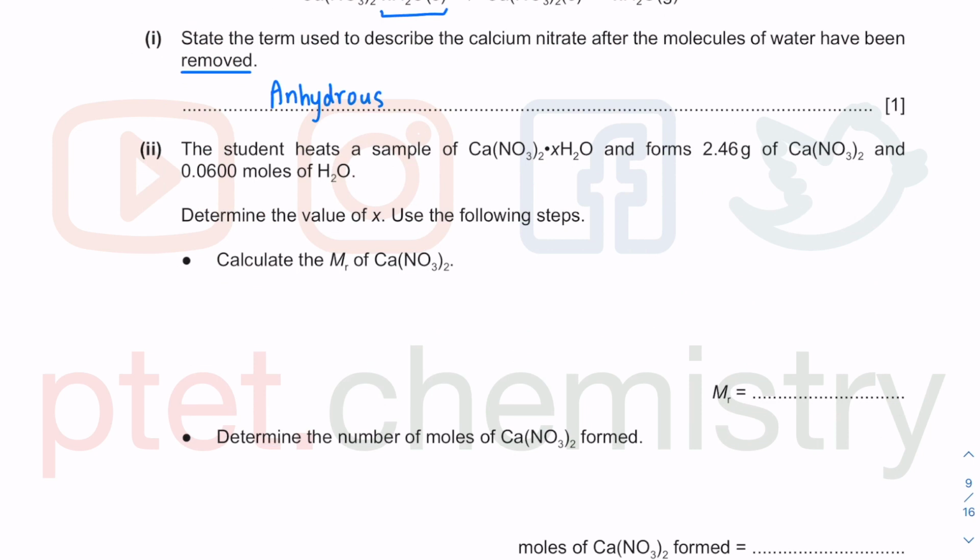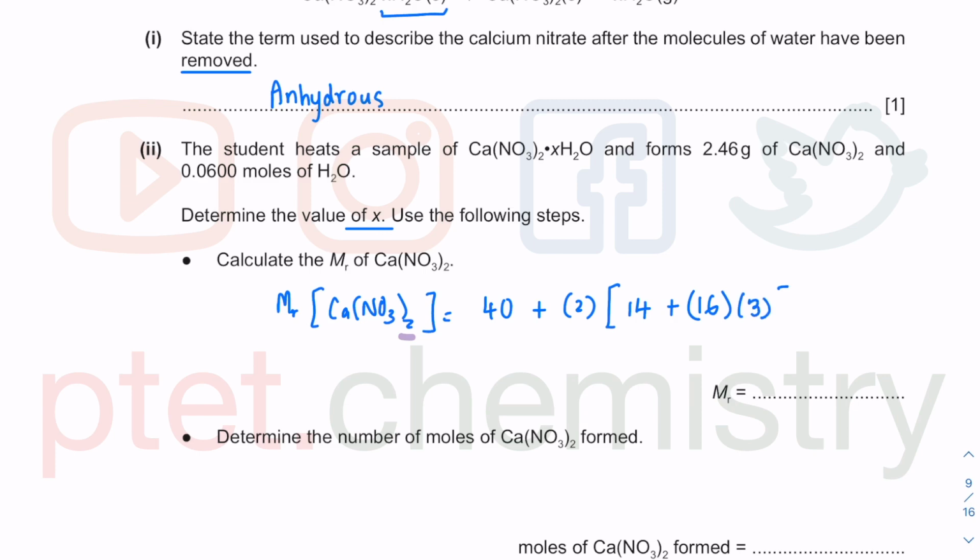So first part here, we have to determine the value of x, using the following steps. The Mr of that calcium nitrate: we have one calcium, which is Mr of 40. We have two multiples of nitrate, so I put a 2 outside and a big bracket for what's inside. There is one nitrogen, so 14 times 1 plus 16 times 3, multiplied by 2, and then added to 40, and I get 164.